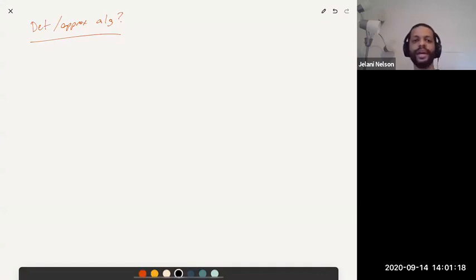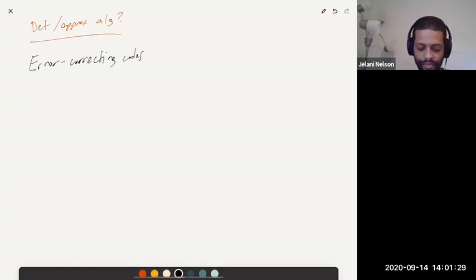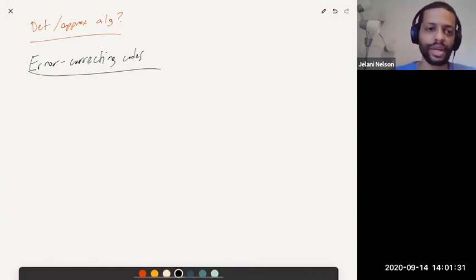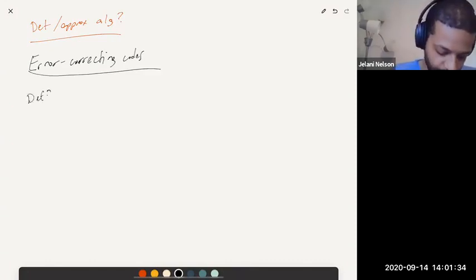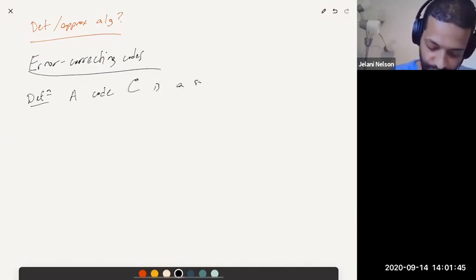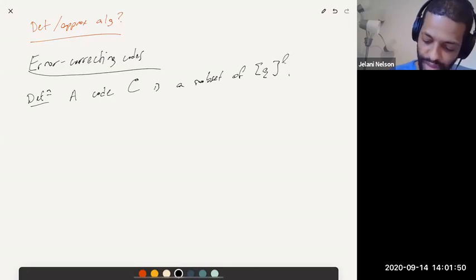But before I can prove that, I'm going to need to take a little bit of a detour and talk about error correcting codes. Okay. So definition: what is an error correcting code? A code is just a subset of, let's say, Q to the L. By the way, when I say bracket A, what I mean is the set 1 up to A.